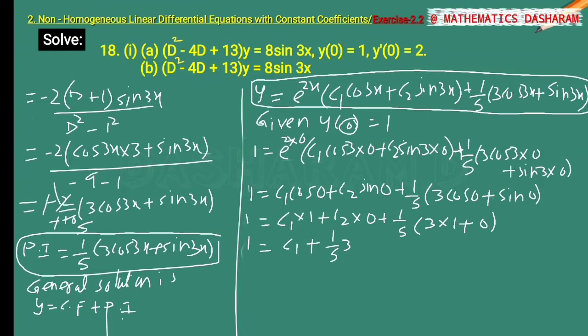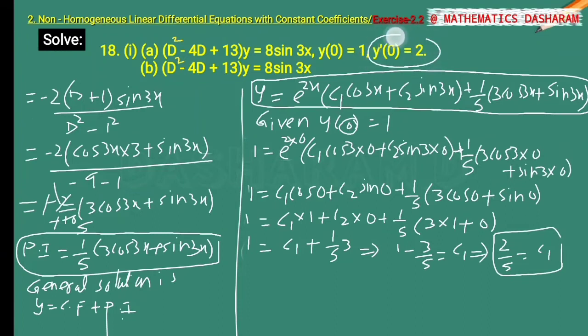So 1 minus 3 by 5 equals c1. The LCM is 5, 5 minus 3 is 2, so 2 by 5 is c1. Now one more value is given, that is y dash of 0 equals 2. Y dash means the derivative of the y function with respect to x. So let's find dy by dx.